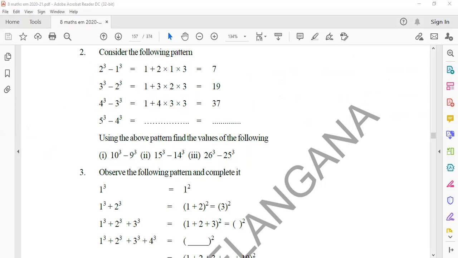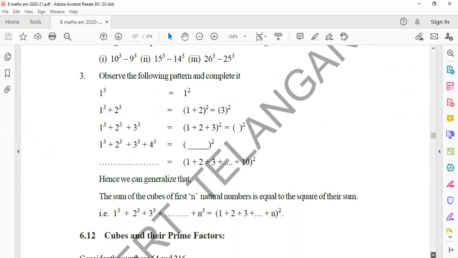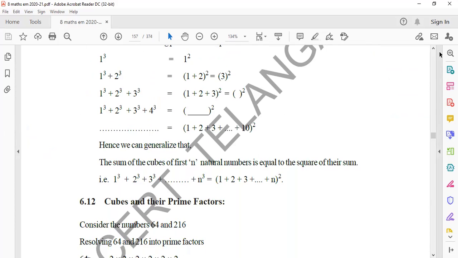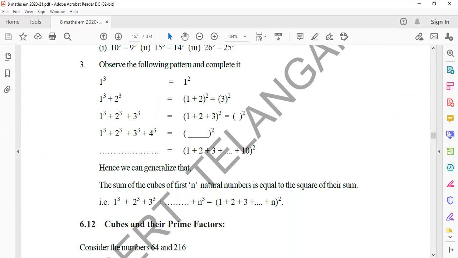Next, move back to the third question. It is also a very simple analysis. This also we'll try to work on, because the textbooks mention many logics. You need to understand it, as it will be helpful to you a lot in future levels. What is there? 1 cube is equal to 1 square. 1 cube plus 2 cube is equal to 1 plus 2 whole square, that is 3 square. Am I clear? Next, 1 cube plus 2 cube plus 3 cube is equal to 1 plus 2 plus 3 whole square.